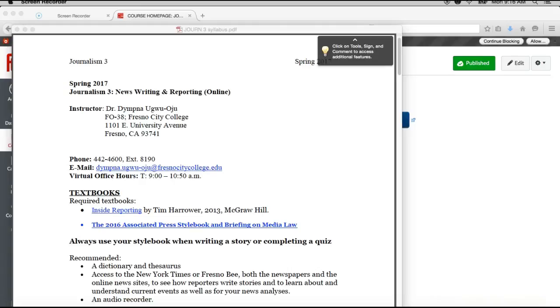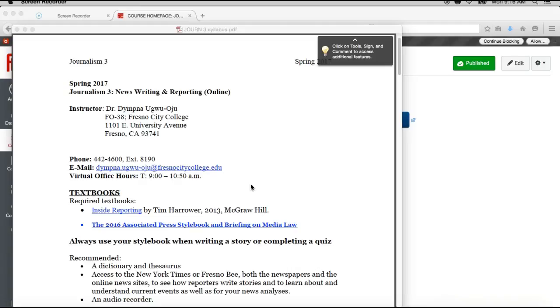Okay, so for this class, you need two textbooks. One is Inside Reporting by Tim Harrower. If you look at the module for the first week, it provides you a guide about how to purchase your textbook, because the textbook is an ebook, and it also grants you access to the McGraw-Hill site for the book, where you get additional help, additional resources, quizzes, etc.